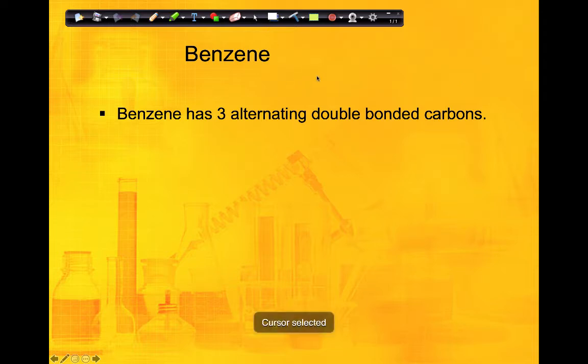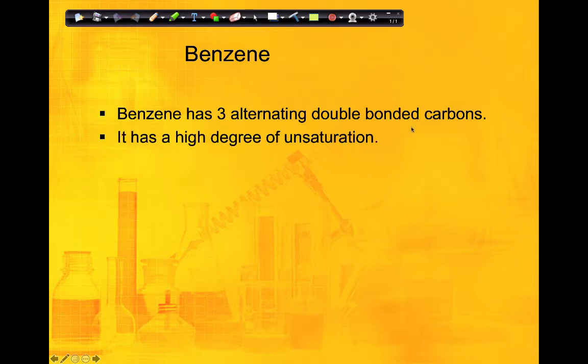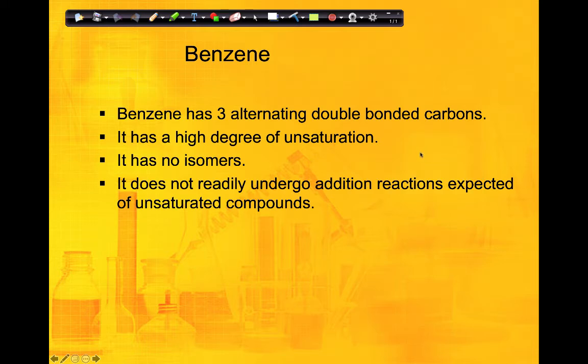So yes and no. It has a very high degree of unsaturation. There's only 6 hydrogens on there. It has no isomers. And it does not readily undergo addition reactions. An addition reaction is where you break a double bond and then you replace the double bond with 2 other atoms. That's not going to happen with benzene.